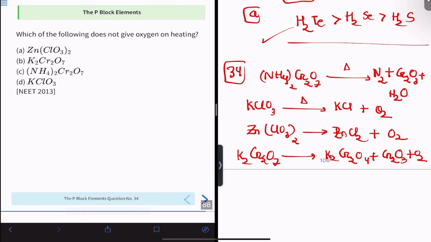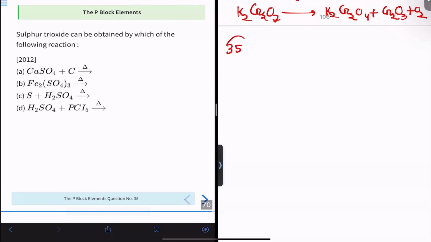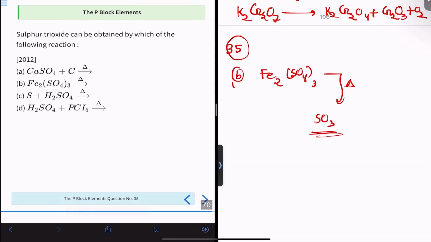So as you can see from the reactions, there is only one compound which does not give oxygen on heating, that is ammonium chromate. That is option C. So moving on to the last question, question number 35. Question 35 says, sulfur trioxide can be obtained by which one of the following reactions? Sulfur trioxide can only be obtained when you heat ferrous sulfate. Only when you heat ferrous sulfate, you'll get sulfur trioxide. So the answer will be option B.